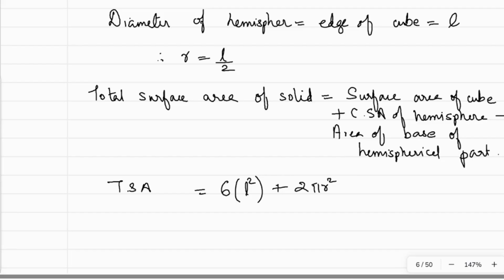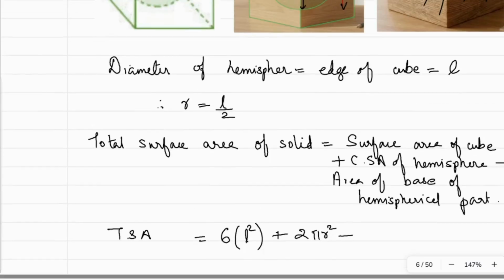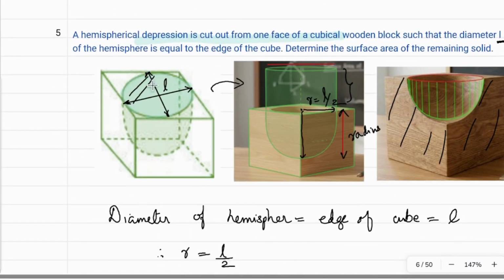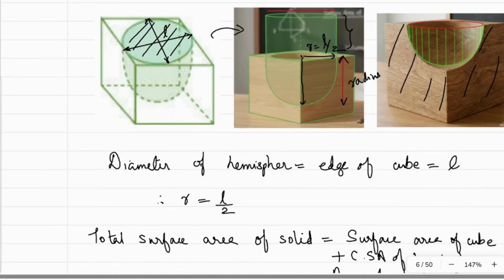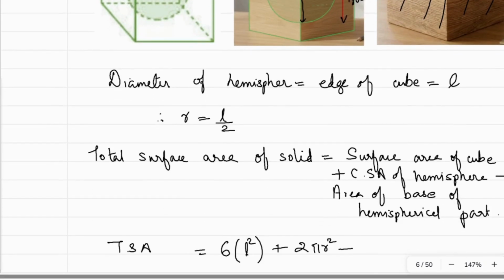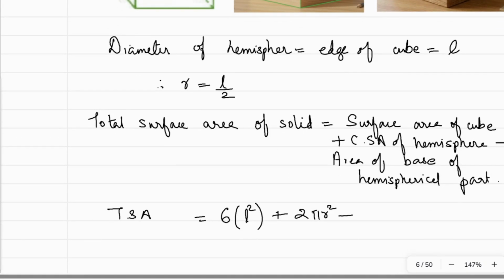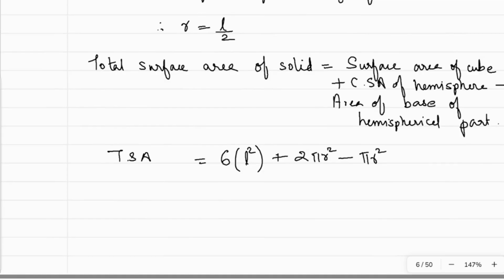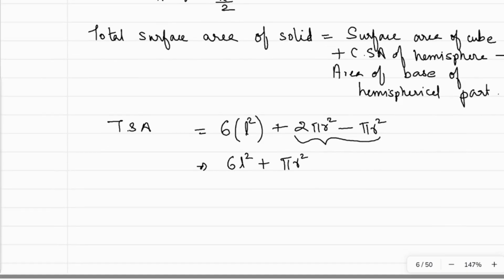r square. From there, what you have to do, you will have to reduce the area of the base of the hemisphere. That means the circular region you will have to reduce. What's the area of a circle? It is equal to pi r square, right? From there, you will have to reduce pi r square. Okay, now look here. When we are reducing this pi r square, that is equal to 6L square plus 2 pi r square minus pi r square is equal to pi r square. Clear? Now, this is the leftover equation.